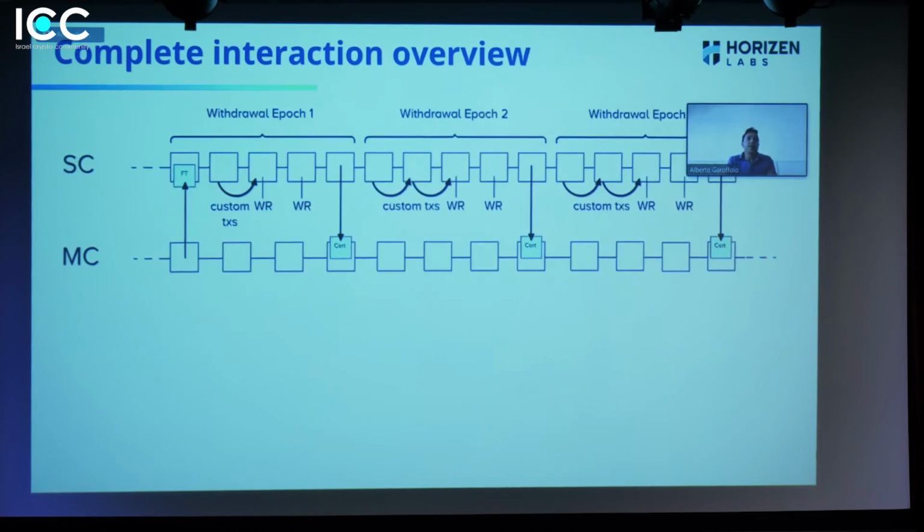Now let's see a complete interaction overview. Below you have the main chain, above the sidechain. Let's say in the main chain you have a forward transfer, so some user is sending some coins to the sidechain. Every node on the sidechain side is now aware of the new coins. The user can perform custom transactions spending these coins or others, and then some other user can make a withdrawal request. You can see a couple there, and then at the end of the withdrawal epoch, as we name them, there is a certificate collecting together the backward transfers that were related to the withdrawal requests. You can see it for all the subsequent epochs.